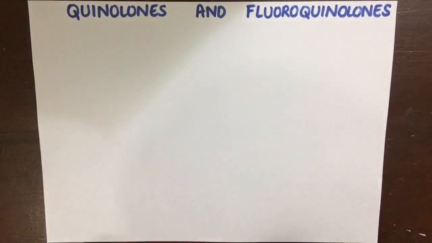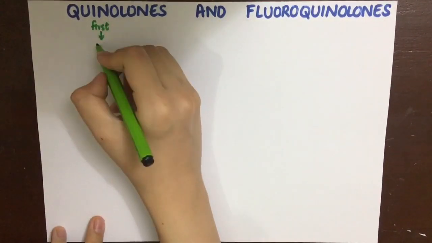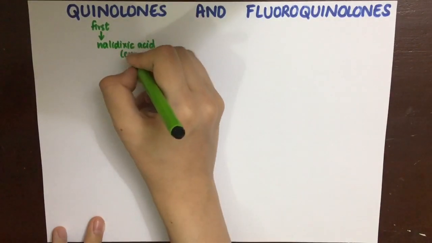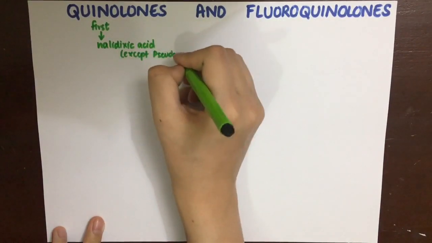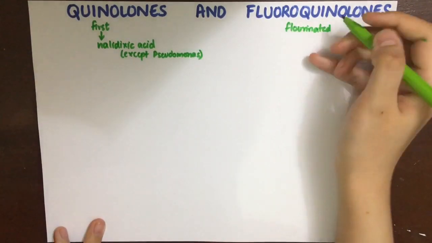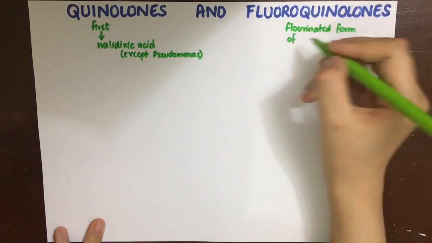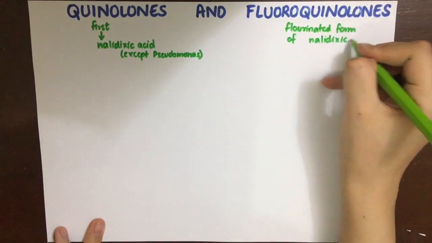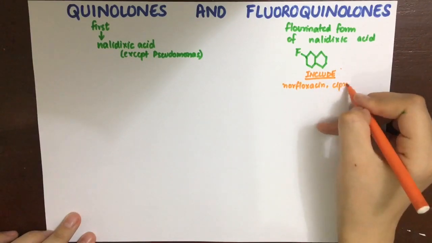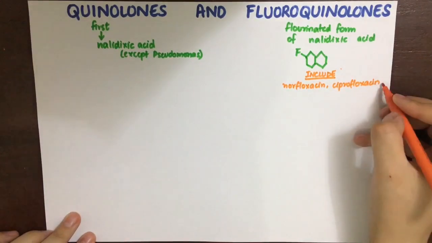The next nucleic acid synthesis inhibitors are quinolones and fluoroquinolones. The first quinolone was nalidixic acid. It was actually a urinary antiseptic against E. coli, Proteus, Klebsiella, Enterobacter, Salmonella, Shigella, but not Pseudomonas. Then, fluorinated analogues of nalidixic acid were developed, known as fluoroquinolones, which had activity against Pseudomonas as well.